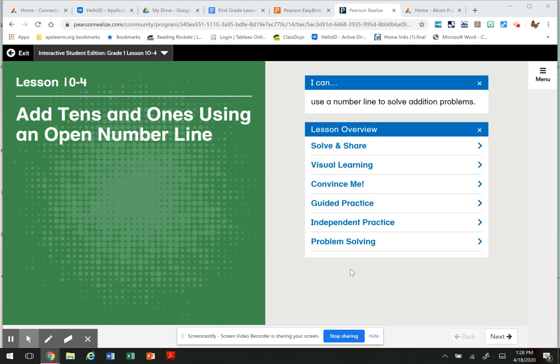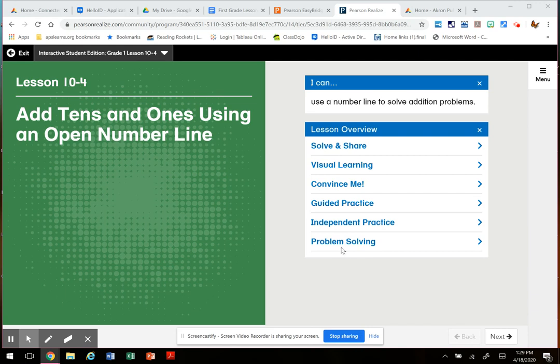This is Mrs. Dutch, and today I'm bringing to you math lesson 10-4. We're going to add tens and ones using an open number line. And when you're done with this lesson, you're going to be able to use a number line to solve addition problems. So let's get started with our visual learning.